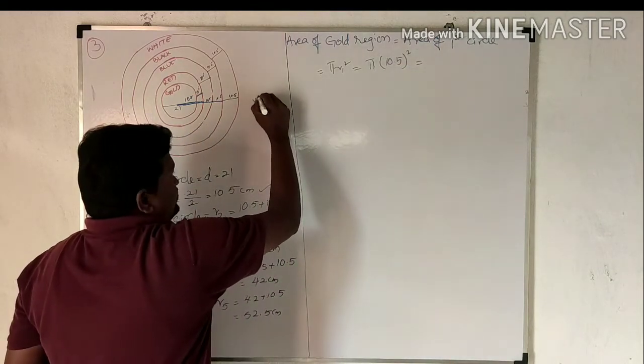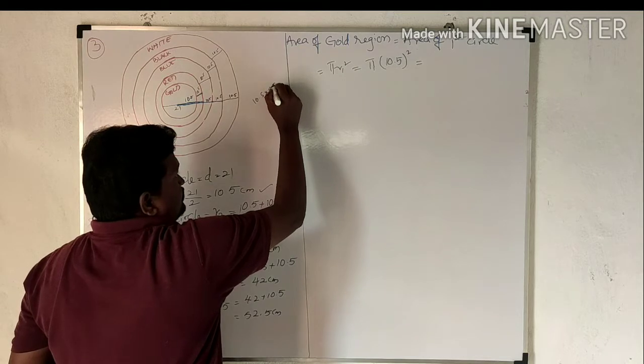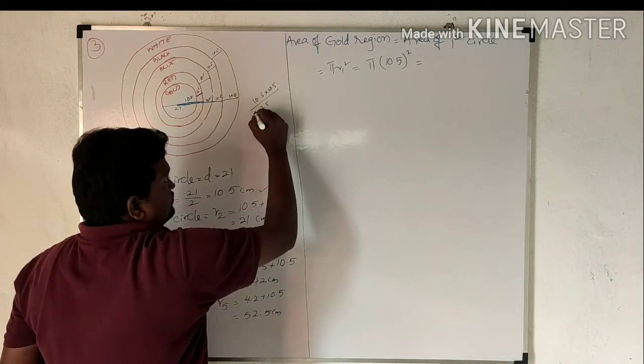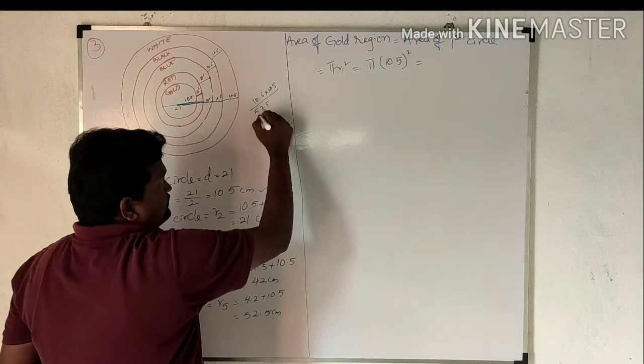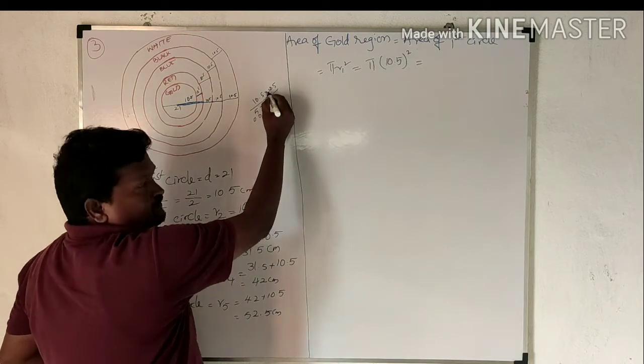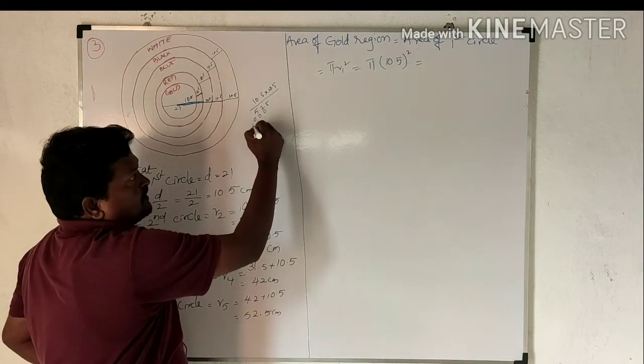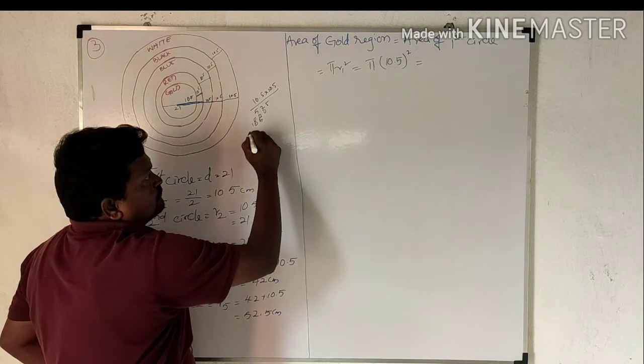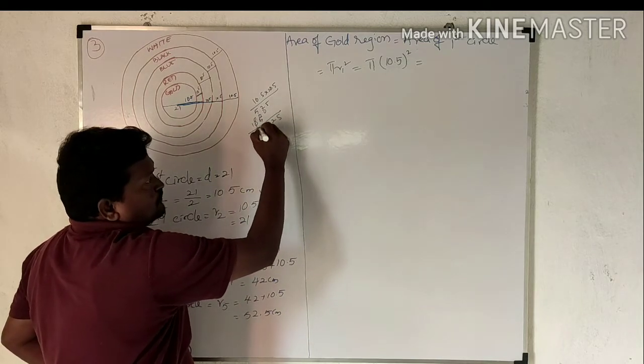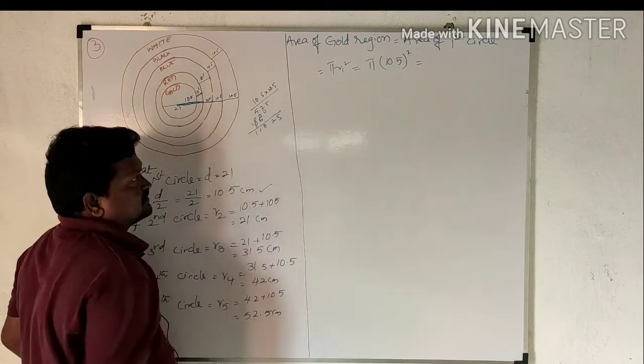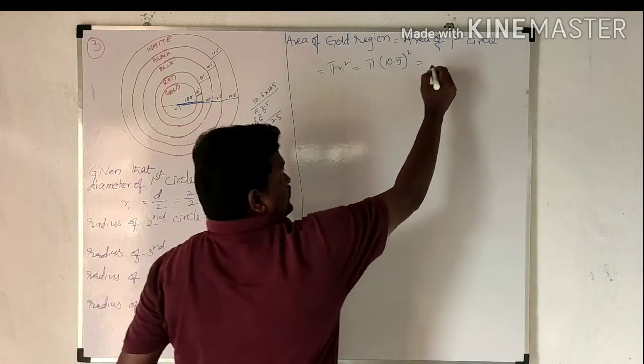See, 10.5 into 10.5. 5 fives are 25, 5 ones are 5. With 0 multiplied, you get all zeros. With 1 you multiply, again 1 times 0, then 5 will come. This is 5, 2, 10, 1, 1. See, this is 110.25.